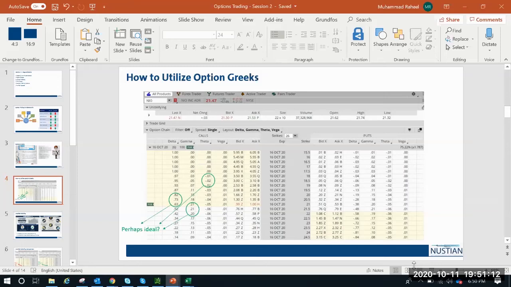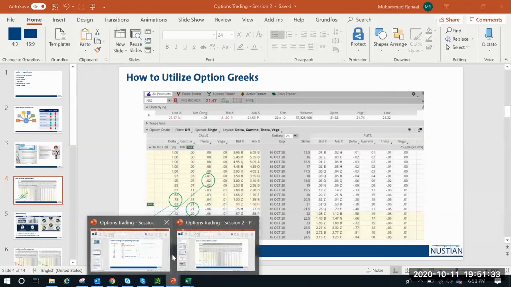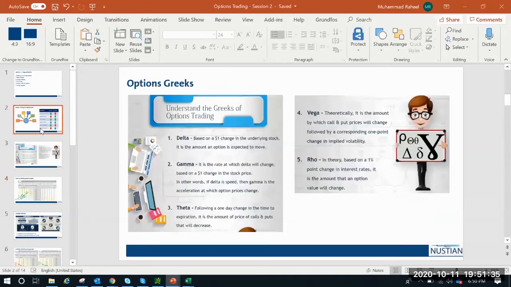Remember, delta is: if my stock price goes up by $1, how much will my option price move. That's the ratio. That's the slope between your stock price and the option price. So you basically see how fast, what's the relationship between those two. So let's go back to that.